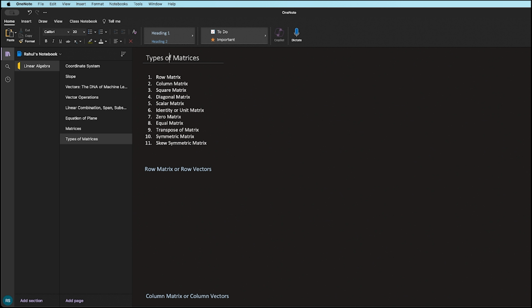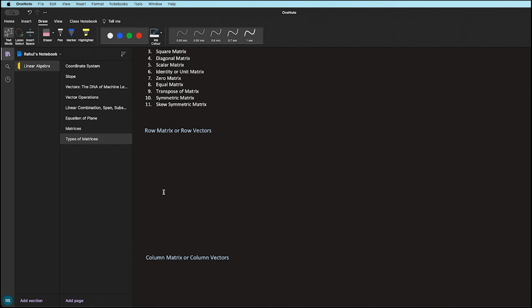So today we are going to learn about the different kinds of matrices. I have written out the major important kinds of matrices here. There are a total of 11 kinds of matrices, so we are going to study them. First we will begin with the row matrix, or we can call it a row vector.